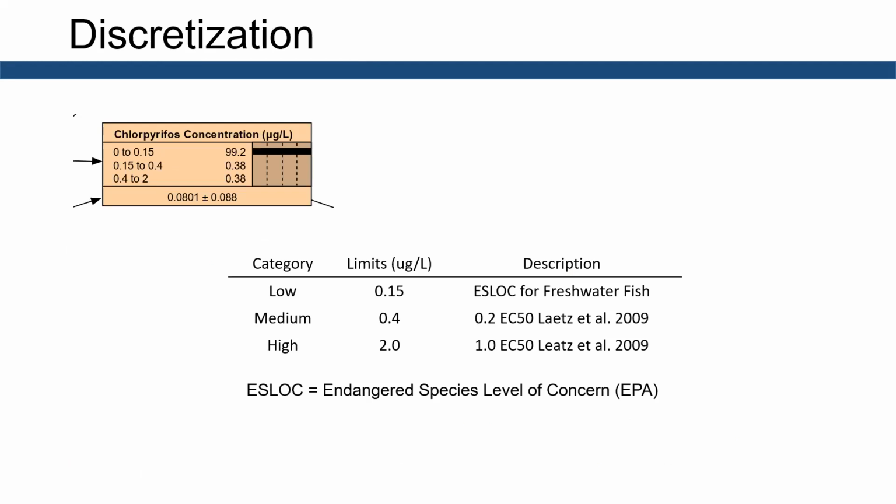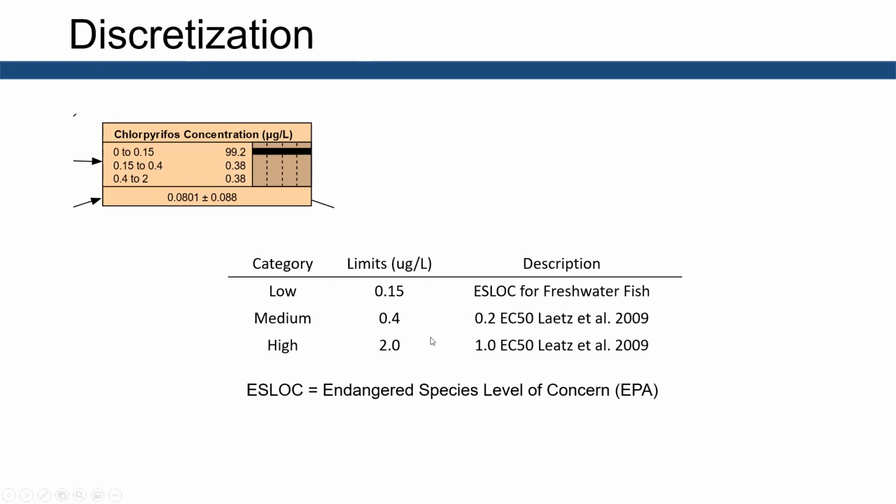And so the first part of constructing your node is setting the discrete states. This can be done with a variety of methods. In this case, for this chlorpyrifos concentration, I used the endangered species level of concern as the lowest category, or the lowest limit. This is a concentration at which you would expect to see no effects to Chinook salmon, or very low effects at least.